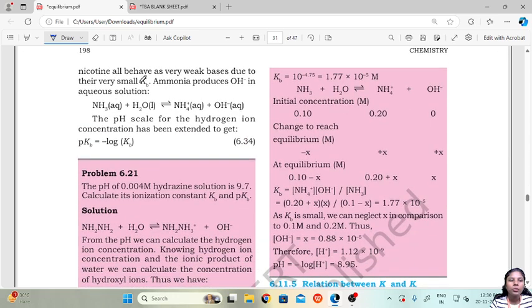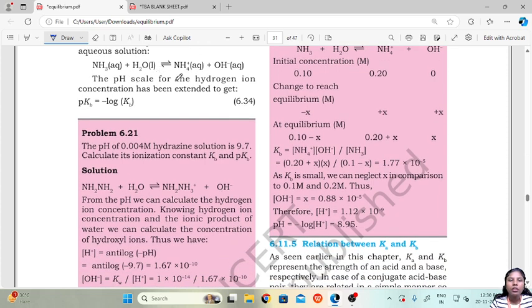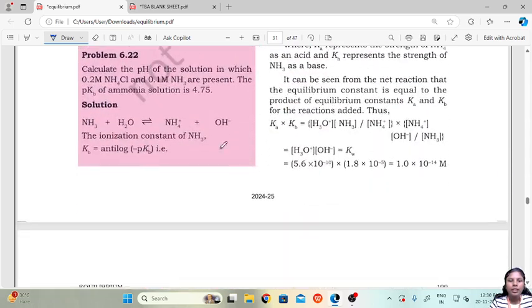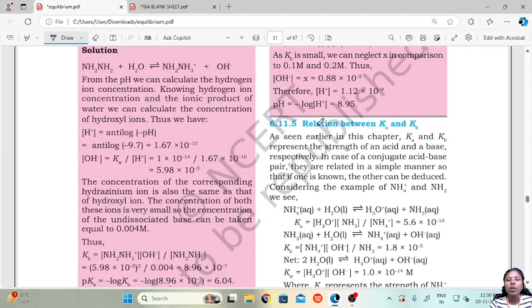Now ammonia produces OH minus in the aqueous solution. So we have NH3 plus water in aqueous medium, which dissociates as NH4 plus and OH minus. The pH scale for the hydrogen ion concentration has been extended in the same way: pKb equals minus log of Kb.